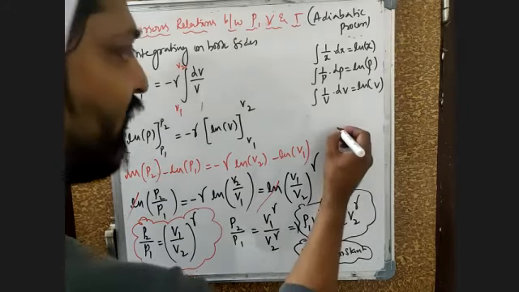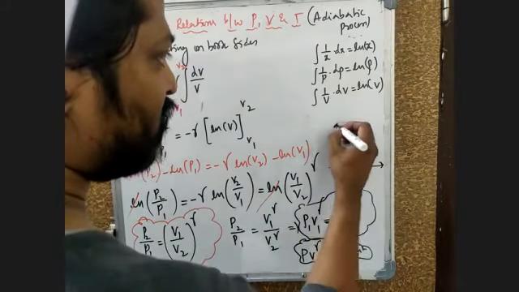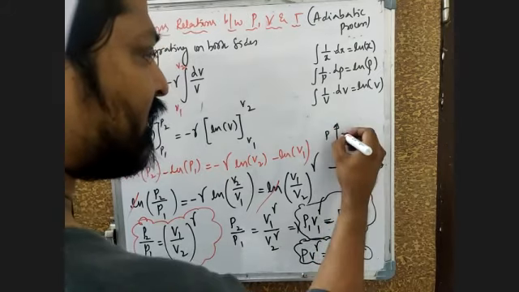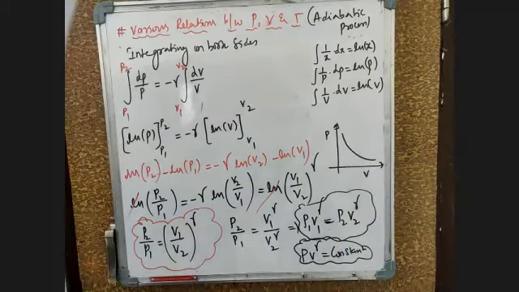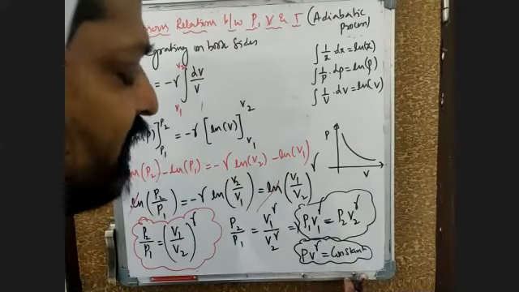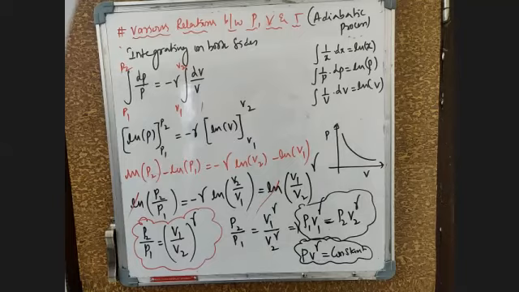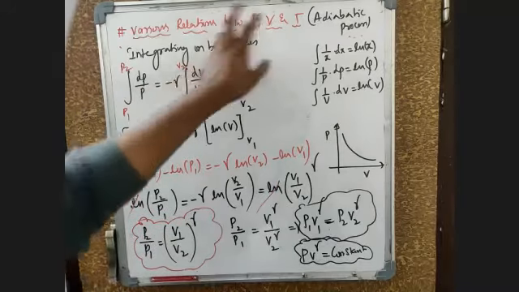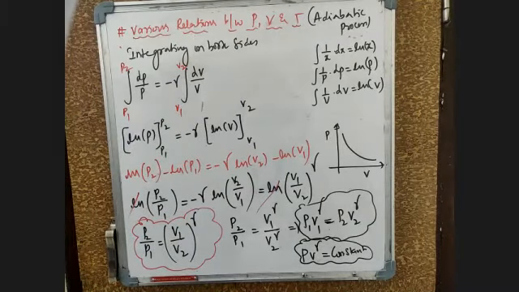If I draw the graph for this, pressure versus volume, it is like a rectangular hyperbola, since V to the power of gamma taken down gives a constant. So that is the first relation between pressure and volume which you need to remember in the adiabatic process: PV to the power of gamma is equal to constant. Okay?